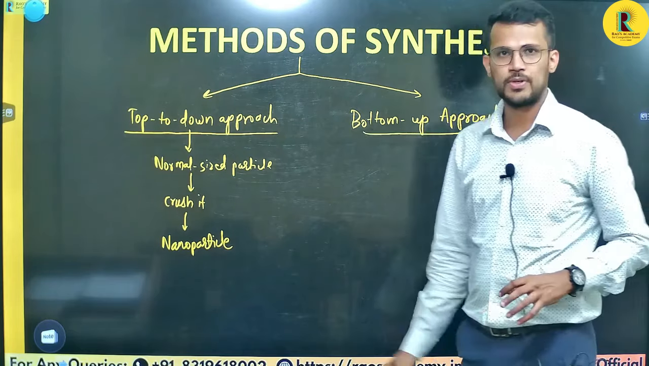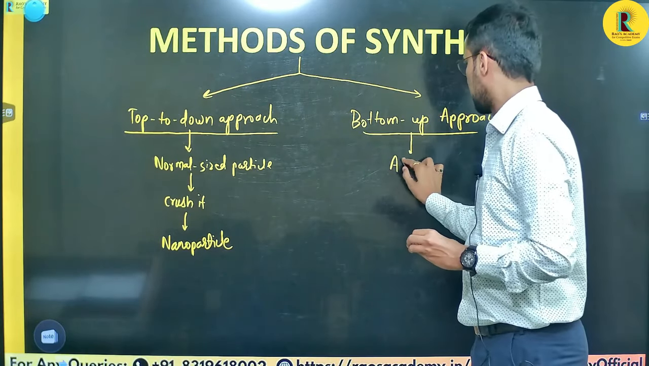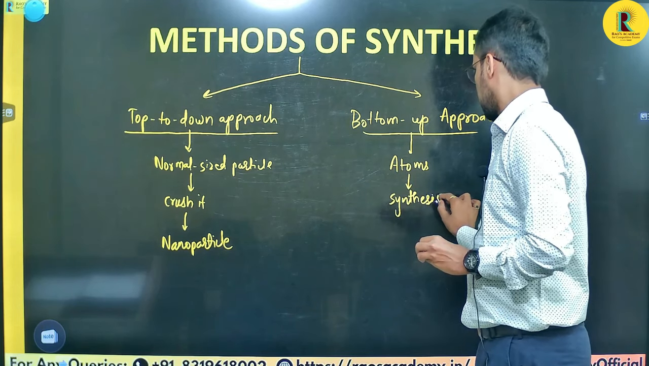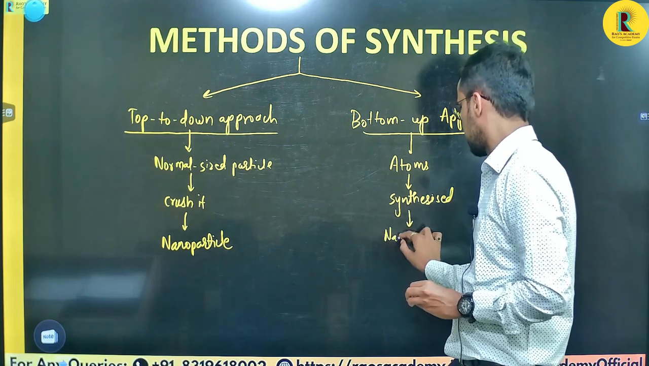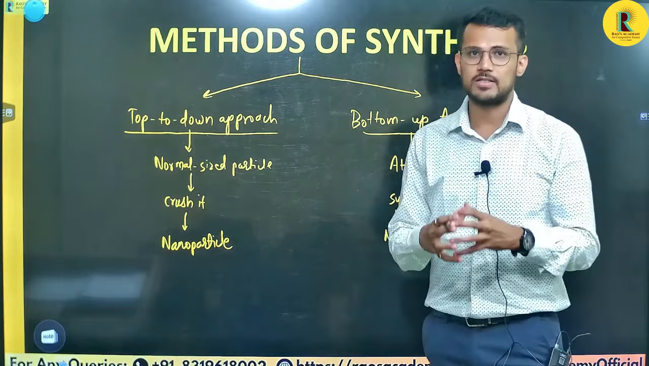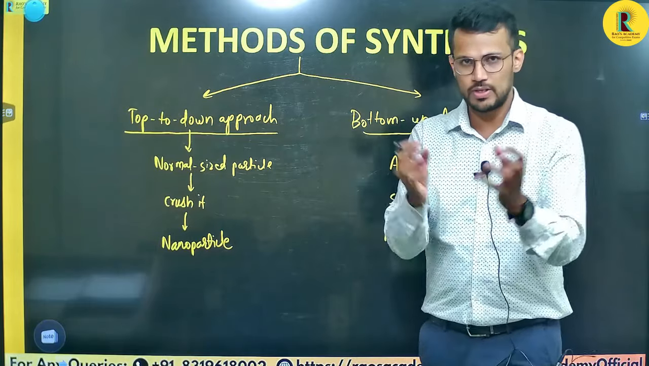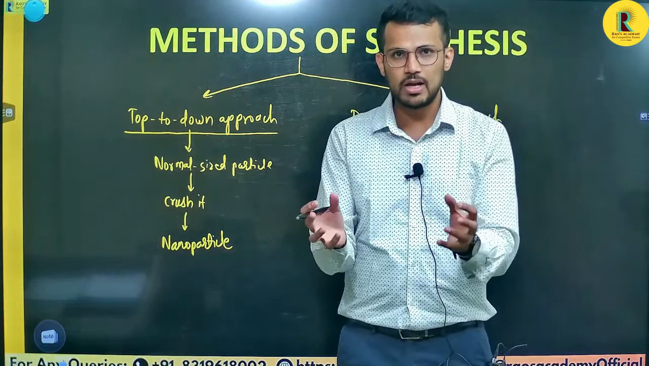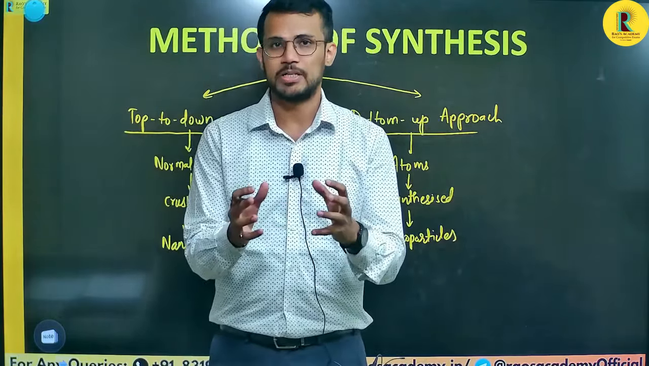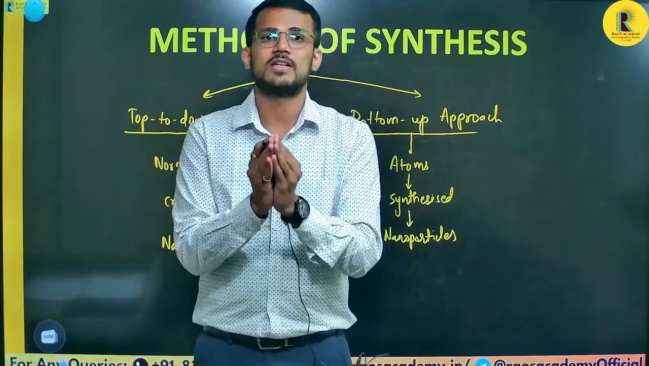Bottom up approach. So in bottom up approach, what we do, we start with atoms. We take atoms, and these atoms would be synthesized to produce nanoparticles. So that is what is bottom up approach, where we have taken atoms, 2 to 3 atoms we have taken, and we have synthesized them. How we can synthesize them? We can synthesize them with the help of processes like chemical precipitation. And once we synthesize them, what we get?